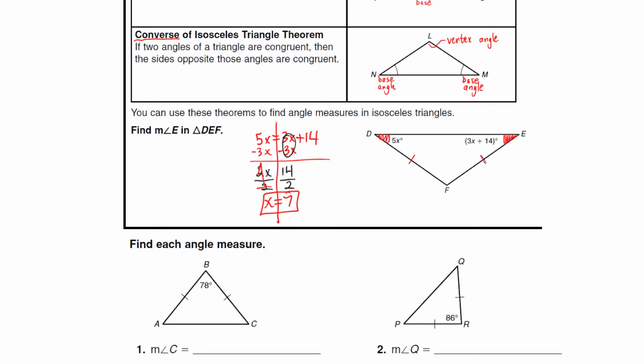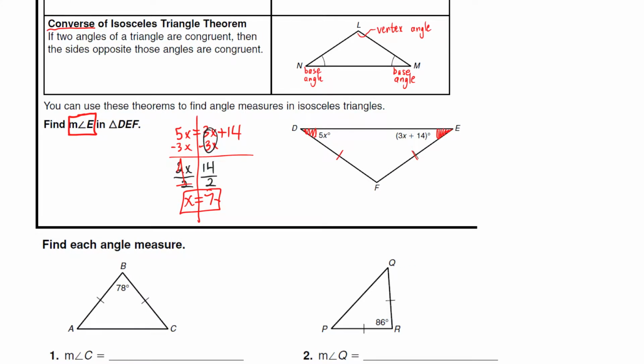And I need to know what x is, but that's not what it's asking for. It's asking for me to find the measurement of angle E. So I need to take that 7, plug it in right there. So 3 times 7 plus 14 is what? 35. Yep. Which, I mean, over here you can see 5 times 7 is 35, which is what we said, they've got to be the same.